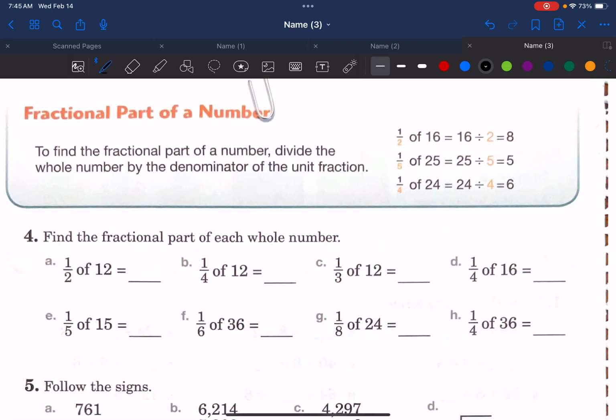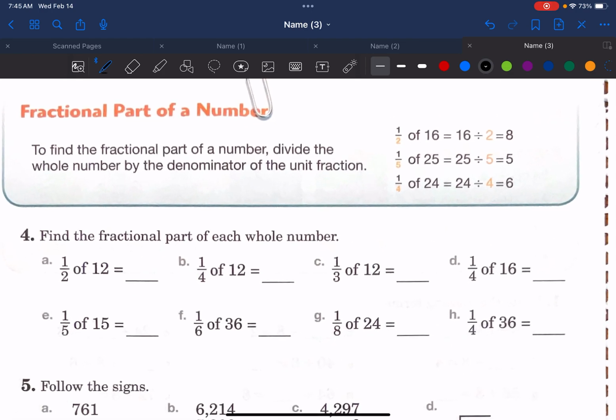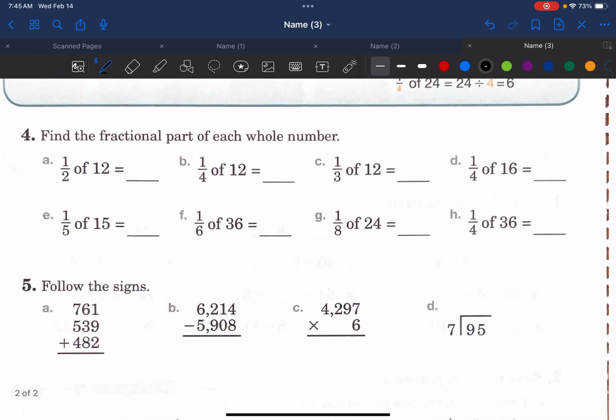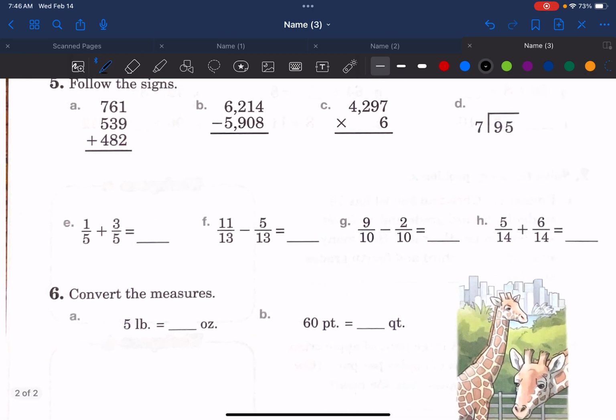All right, on the back, it's the fractional part of a number. This is what you learned in yesterday's lesson. To find the fractional part of a number, divide the whole number by the denominator. So it's saying whole number, this of, we're dividing, and then our denominator, because remember, it does not make sense to divide by 1 or we get the same number. Okay, so practice that, follow the signs, and convert your measures.